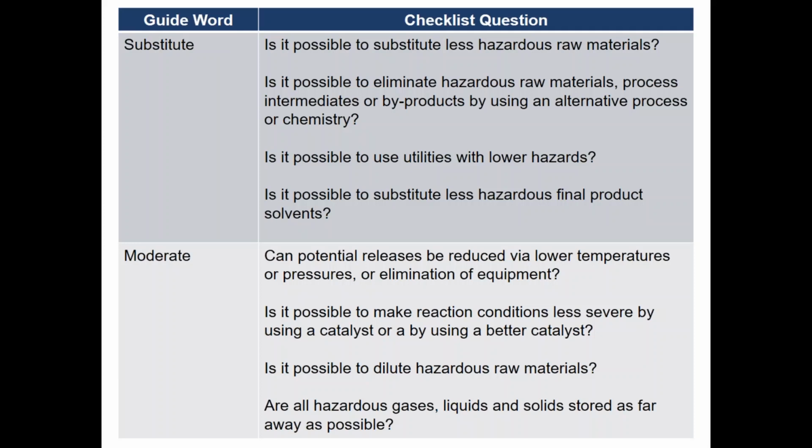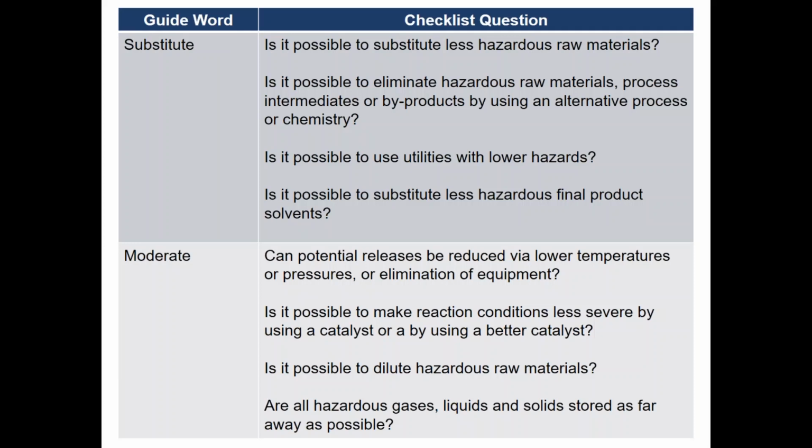Then another question is, is it possible to make reaction conditions less severe, like less severe temperatures and pressures, by reusing a catalyst or by using a better catalyst? Is it possible to dilute hazardous raw materials to reduce the hazard potential in your plant? For example, can aqueous ammonia be used instead of anhydrous? Can aqueous hydrochloric acid be used instead of anhydrous? Can sulfuric acid be used instead of oleum? And can dilute nitric acid be used instead of concentrated fuming nitric acid? These are all questions you can pose to the team depending on the chemicals in your process.